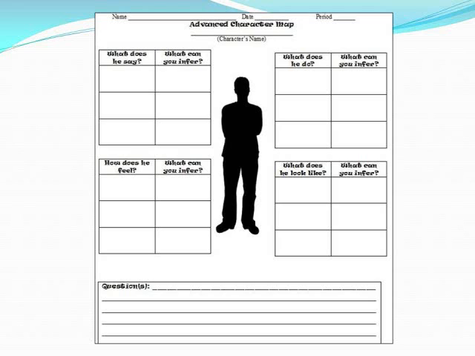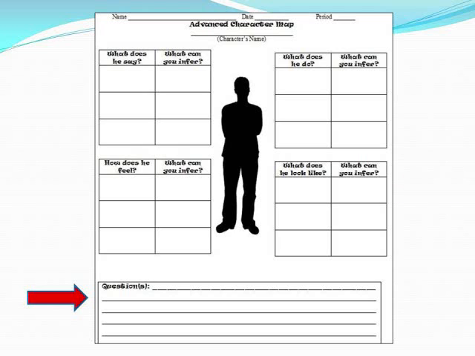This one is for a male. The character's name goes at the top of the map. In the upper left, our columns read, "What does he say?" and "What can you infer?" What does he do? What can you infer? How does he feel? What can you infer? What does he look like? What can you infer? The final box is for questions.